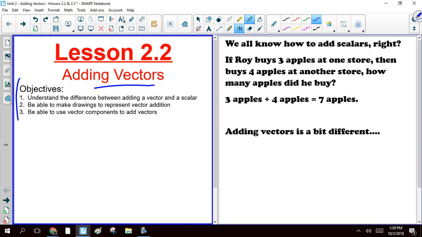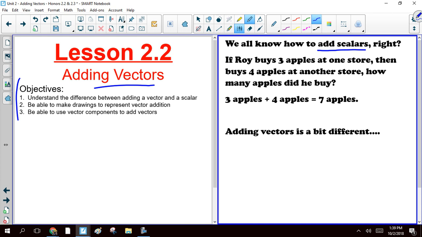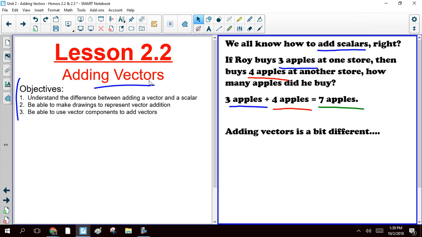So here's the deal. At some point, first grade, second grade, something, you learned how to add scalars, right? That's a thing that you know how to do. For example, if I told you that Roy bought 3 apples at one store, and then he went to another store and bought 4 apples, and I asked you how many apples he bought, you'd go, oh, well, he bought 3 apples at the first store, 4 apples at the second store, that's a total of 7 apples, right? Easy peasy, because the apples don't have direction. 3 apples plus 4 apples is 7 apples. Okay? But adding vectors is a little bit different because you have to keep track of the direction.